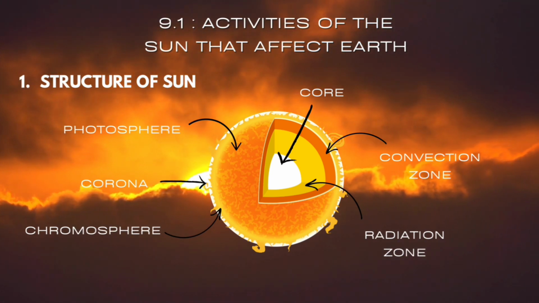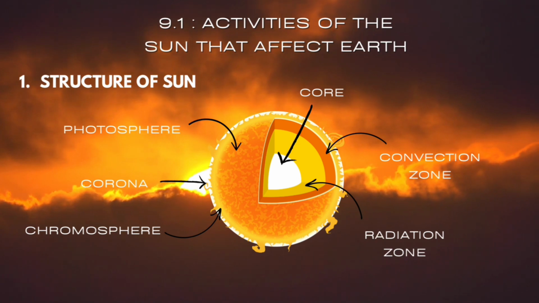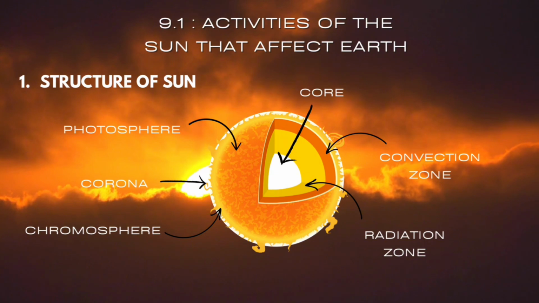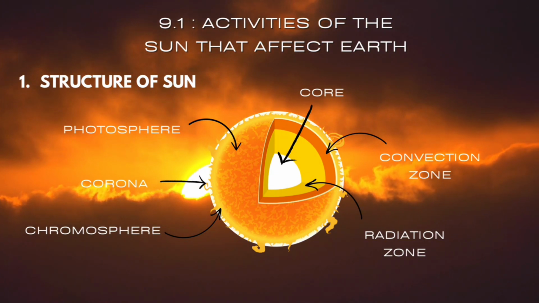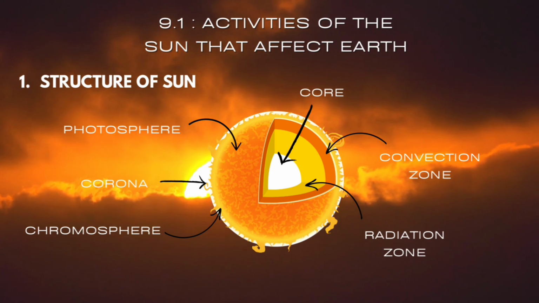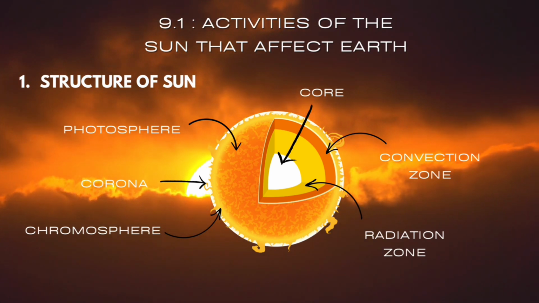Next, we have the convection zone. The convection zone is above the radiative zone. This layer is where energy is transported by convection. Next, we have the photosphere. This is the visible surface of the sun where sunlight is emitted.